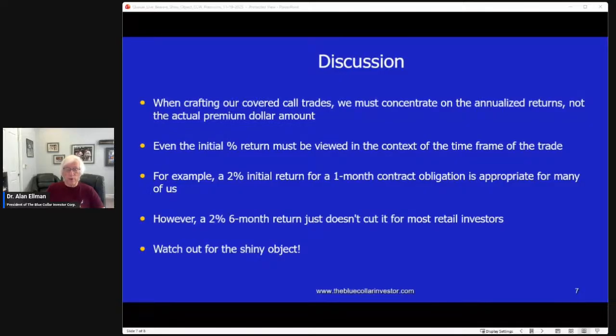That will make a difference when you annualize your returns. So as an example, a 2% initial return for a 1-month contract obligation, that's not so bad, right? That's 24% annualized. But if you're getting 2% on a 6-month obligation, well, like it says here, that may not cut it for most retail investors. So, Steve, what I'm telling Quasar community members, watch out for that shiny object. What do you think, Steve?